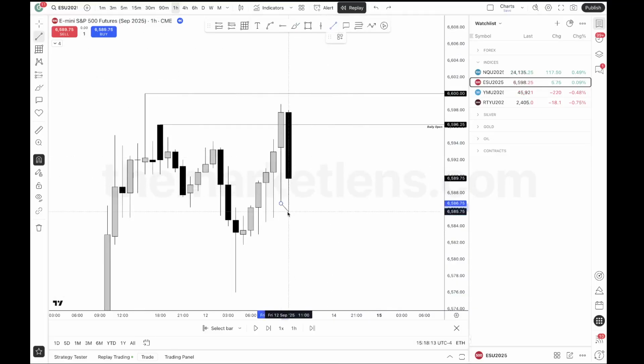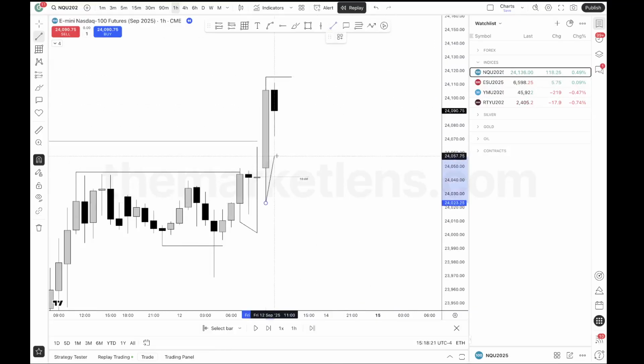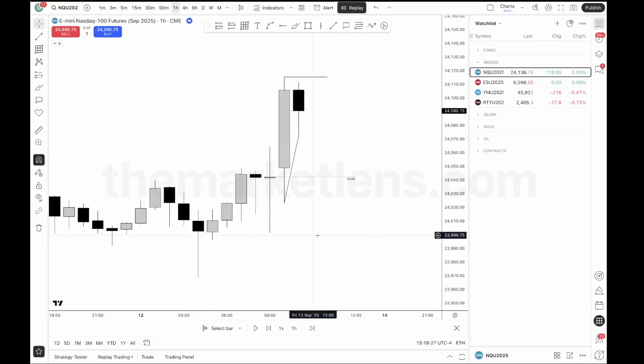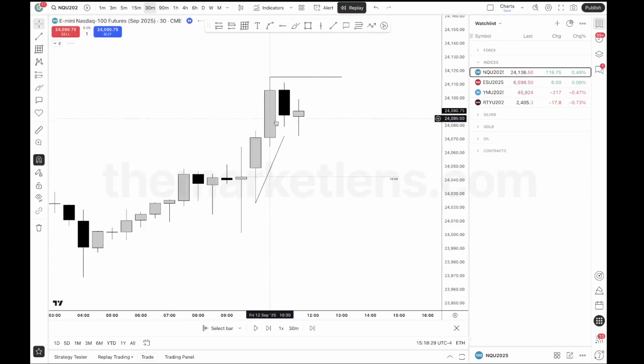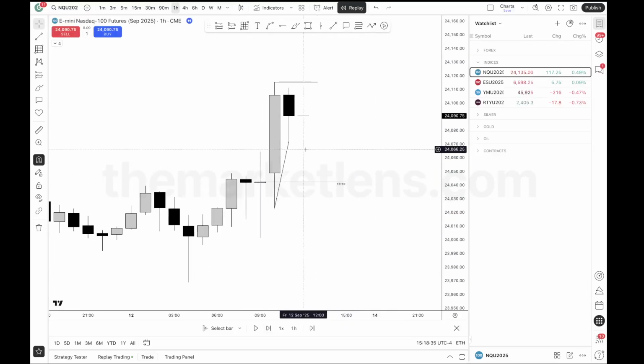So if you look here, you have an SMT between candle 1 and candle 2, right here. Go on NQ, we do not take out that low. Now if I go to like 30-minute, I believe, yeah, maybe it was the hourly. I think it was the hourly. Did we hit this fair value gap? Yeah, we did.